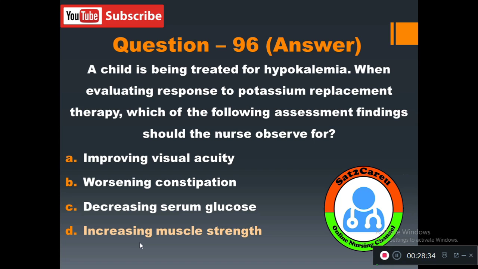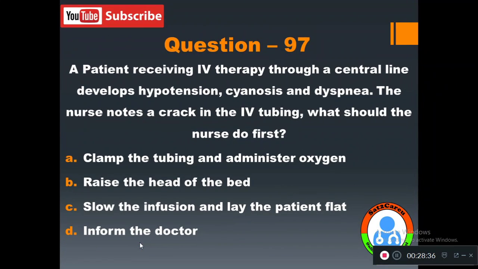Question number 97. A patient receiving IV therapy through a central line develops hypotension, cyanosis, and dyspnea. The nurse notes a crack in the IV tubing. What should the nurse do first? Option A, clamp the tubing and administer oxygen. B, raise the head of the bed. C, slow the infusion and lay the patient flat. Option D is inform the doctor.